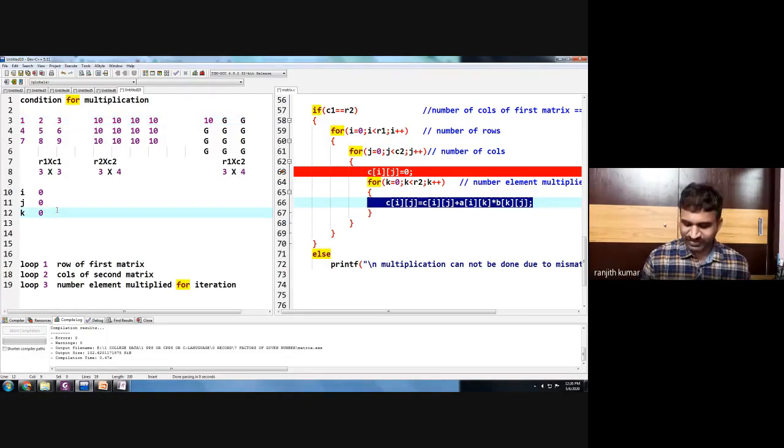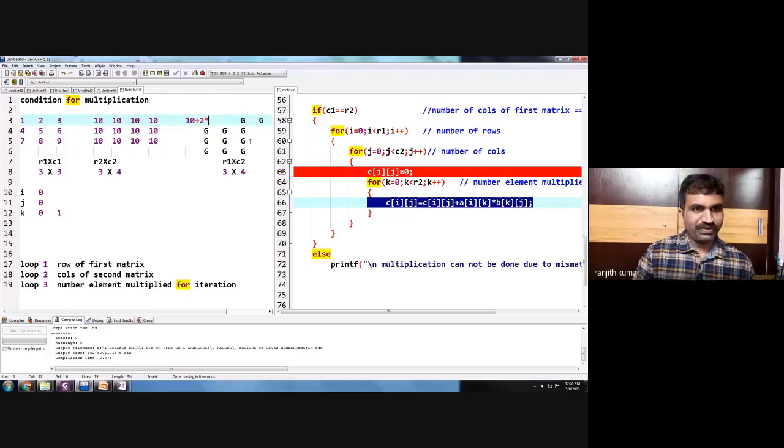Okay. Now what will happen? K value will become 1. Next, A of 0, 1 into B of 1, 0, that is 2 into 10, added to C of ij. If you observe, the first matrix is read in the normal way, whereas the second matrix we are reading in a transpose way. So 2 into 10 will be multiplied, A of 0, 1 into B of 1, 0, and this will be added to the total value, giving 20. Are we clear? So that is your second iteration.